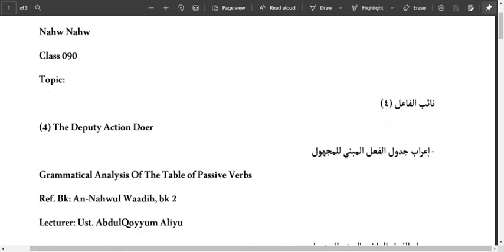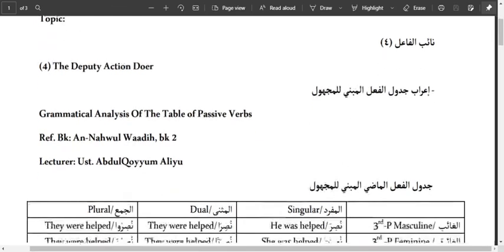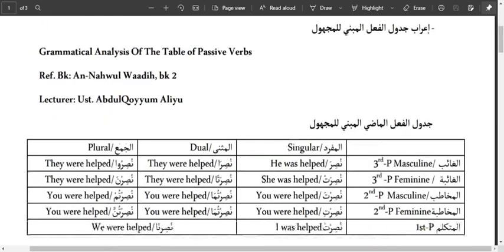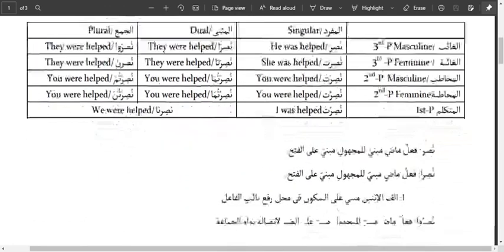And this is Nahw Class 90, Naibul File Part 4. So under it we have إعراب جدول الفعل المبني للمجهول. That is the grammatical analysis of the table of passive verbs. Last class we looked at the table of fi'l madi for passive verb and also mudori. Now we are going to be looking at the grammatical analysis of each of the verbs in these tables.